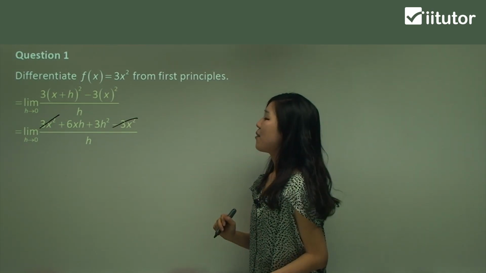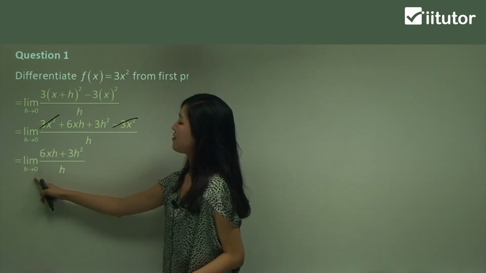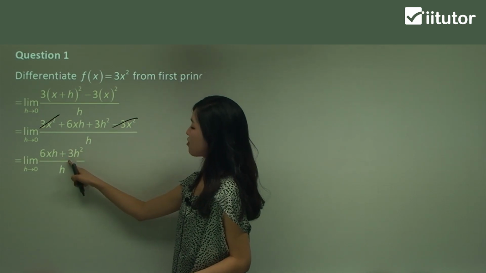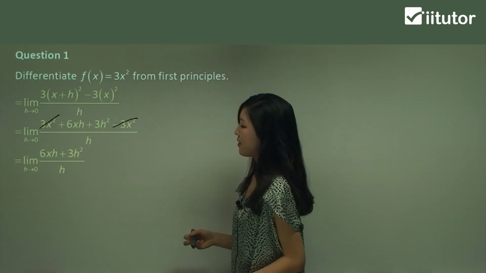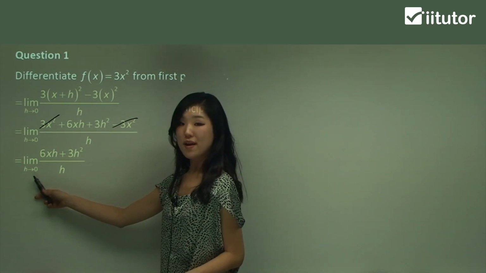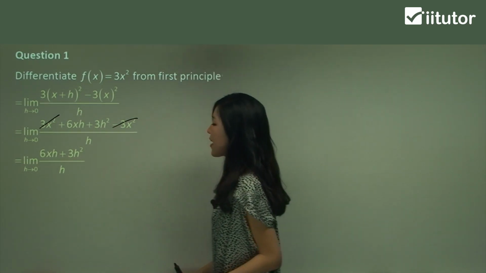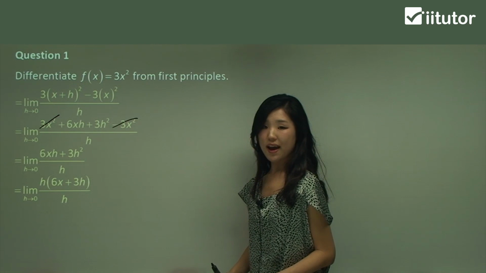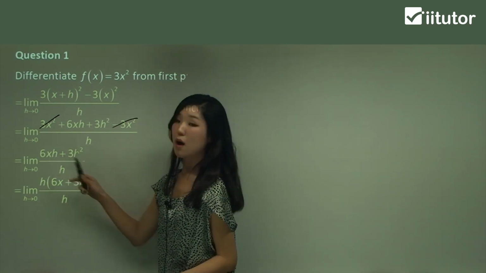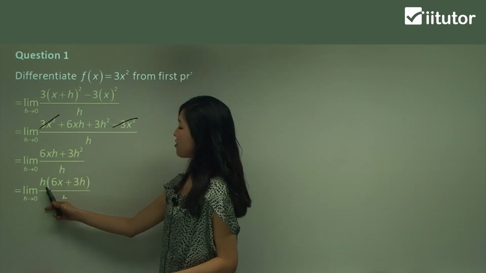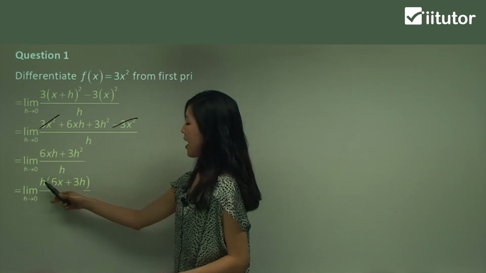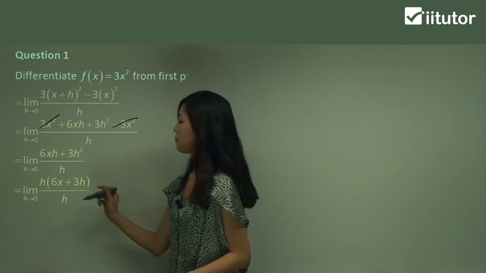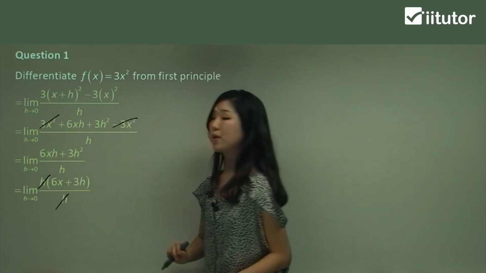So now what's left? We just have limit h tends to 0, 6xh plus 3h squared over h. Can you see that? So again, you can see I'm always having my limit sign. Now what I'm going to do is factorize by h, because h is a common factor. So take out h, I have 6x plus 3h. Now can you see that h is on top and bottom? I can just cancel it, and what do we have left?